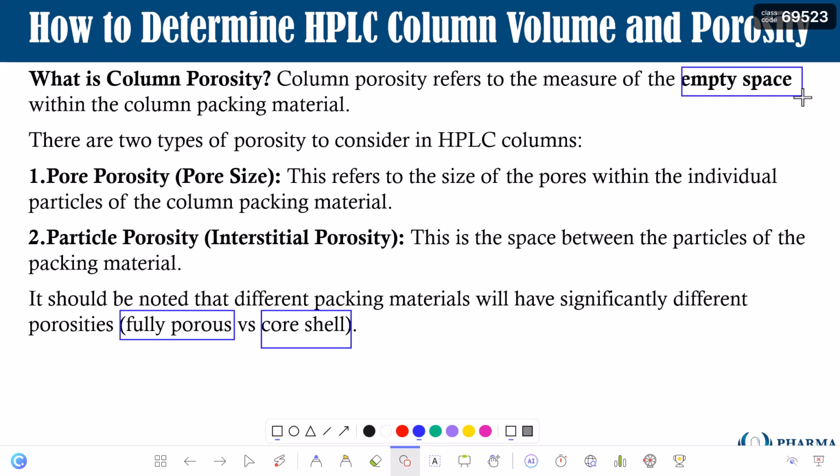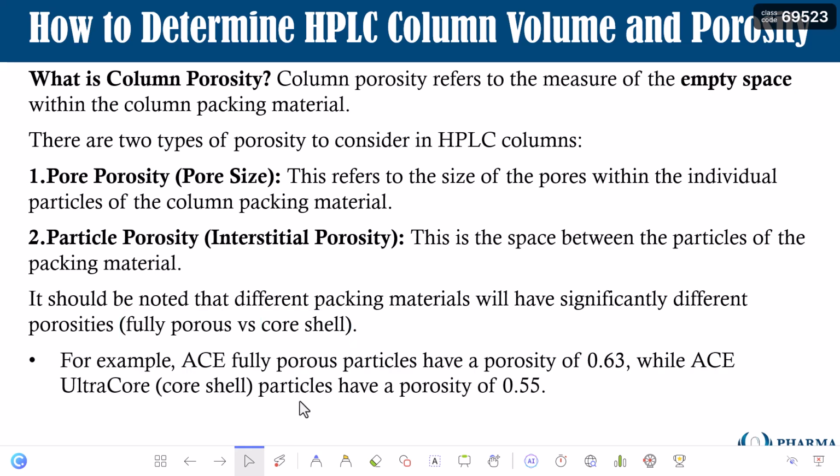So is it good to have more empty space? No, isn't it? But also understand that if you have completely tight columns, what about the column's back pressure? Your mobile phase should also be able to flow through the column, isn't it? So that balance has to be achieved. It is not that if you have a very tightly packed column, it is always good. You may have challenges, and for such columns, you may need to go for a UPLC. For example, fully porous particles have a porosity of 0.63, while ultra core, meaning core shell particles, have a porosity of 0.55.